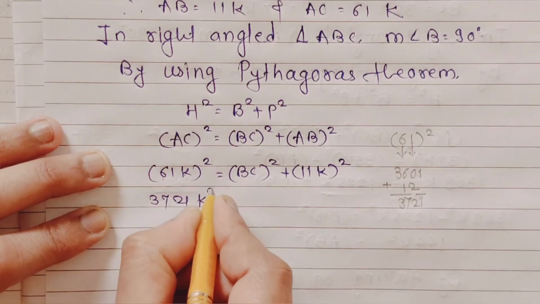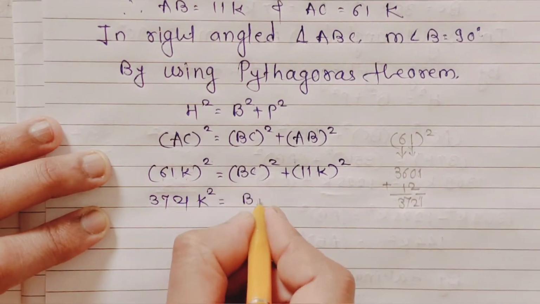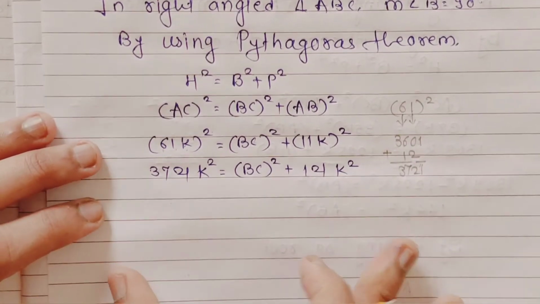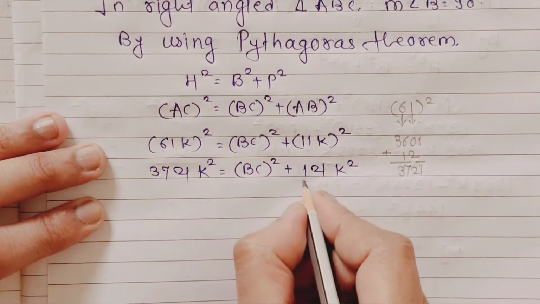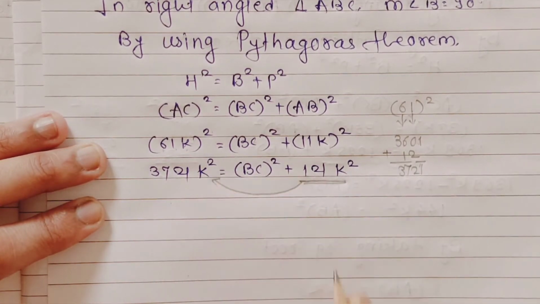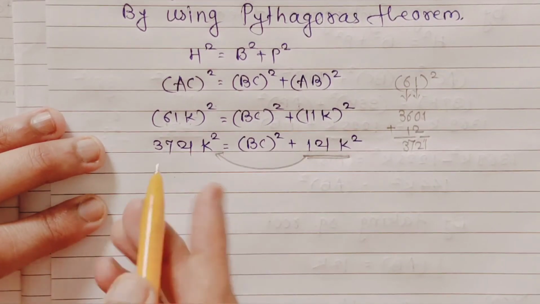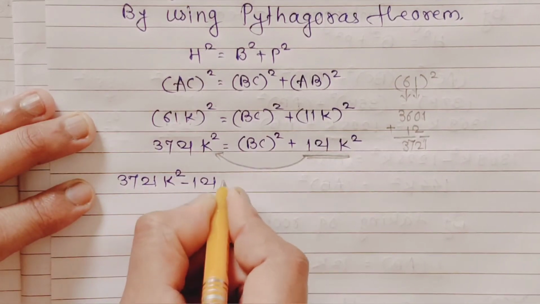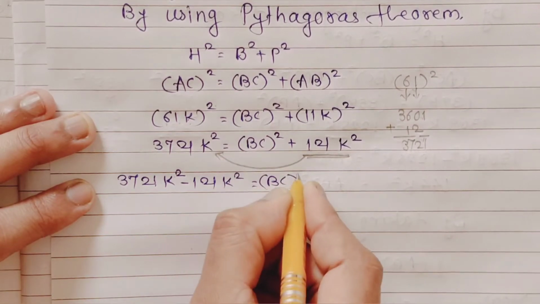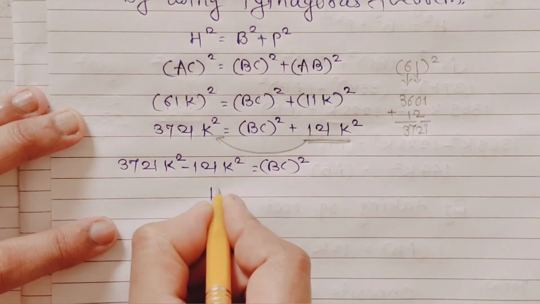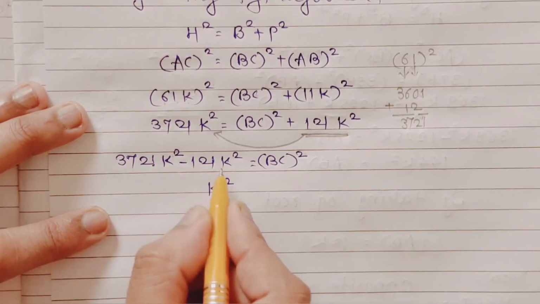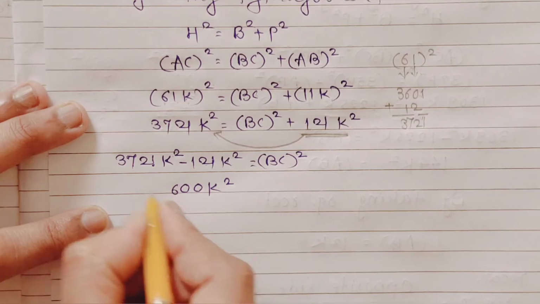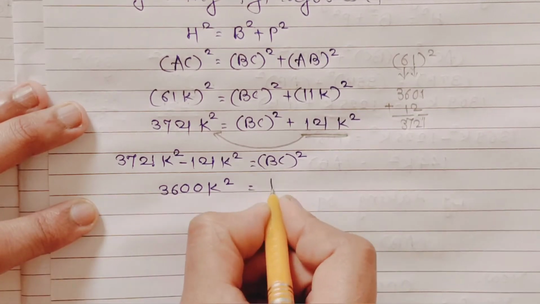3721 K square is equal to BC square as it is plus 11 square, we know that 121 K square. Is it clear? So BC square we have to find out. So 121 K square has to be shifted to the LHS. Is it clear? So after shifting it will be subtracted. So we can write 3721 K square minus 121 K square is equal to BC square. So K square will come in common. Then subtraction 1 minus 1 that means 0, 2 minus 2 0, then 7 minus 1 that means 6, 3 as it is, equal to BC square.